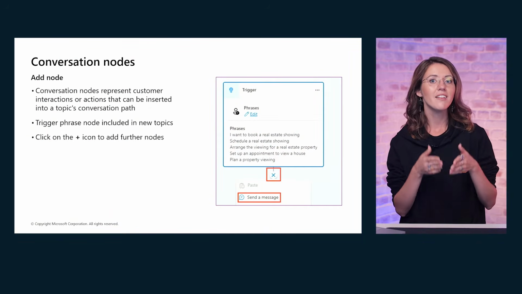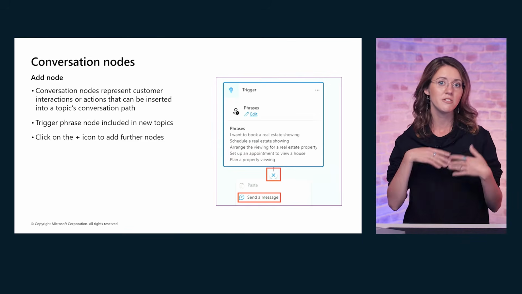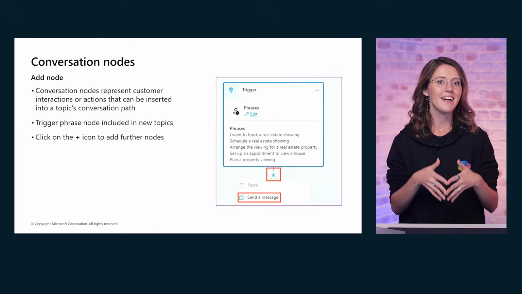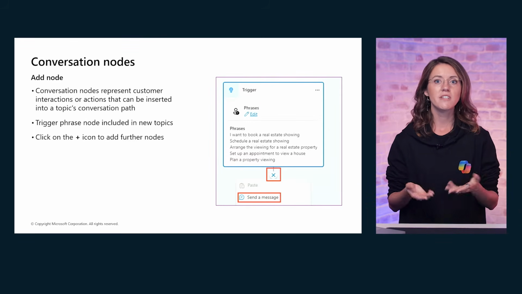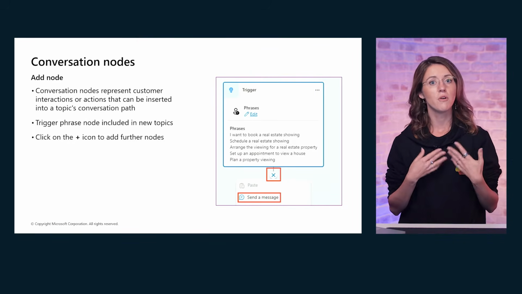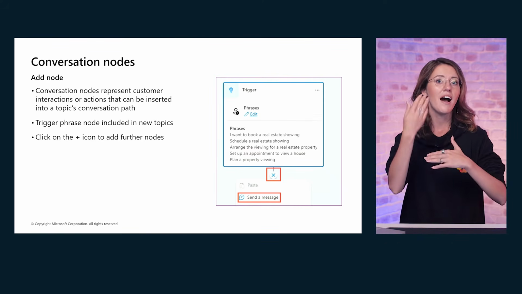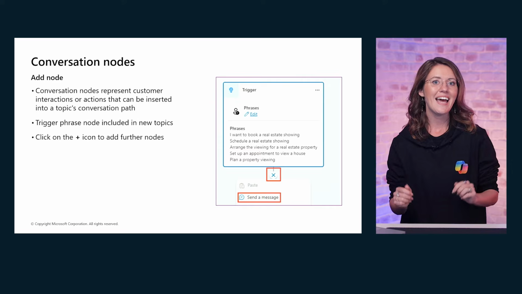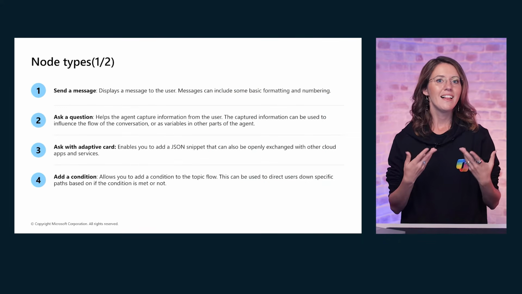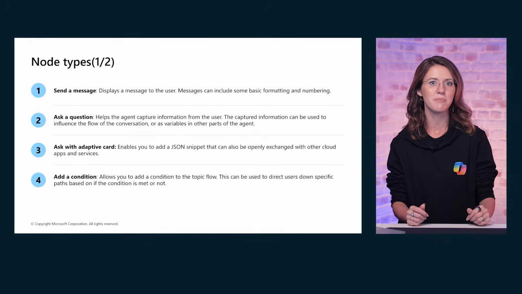Conversation notes are like the building blocks of a chat. They help guide customer interactions by showing messages, asking for info, triggering actions, or connecting to a live agent. When you start a new topic, it comes with a trigger phrases note. To add more notes, just click the plus button or icon between or after existing ones. It's like adding pieces to a puzzle. Let's explore the various note types available to enhance your experience.